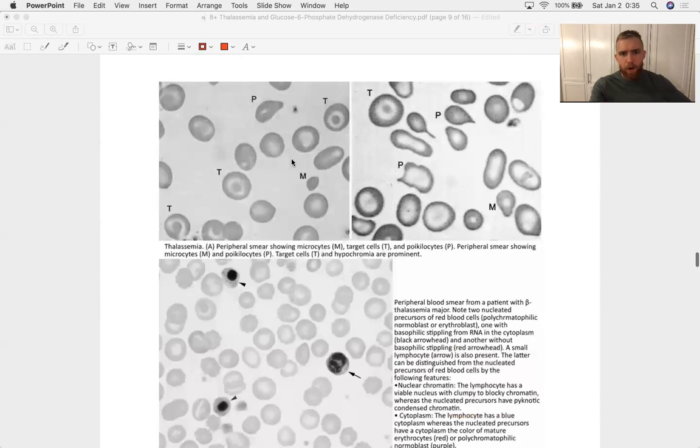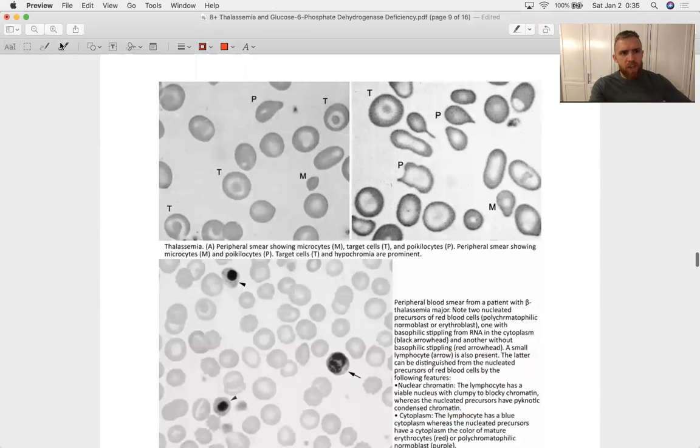You can get a smear as well, and you might start seeing these target cells or these poikilocytes, which are similar to dacrocytes, teardrop cells. These are non-specific for thalassemia. They let you know something's up with the spleen.